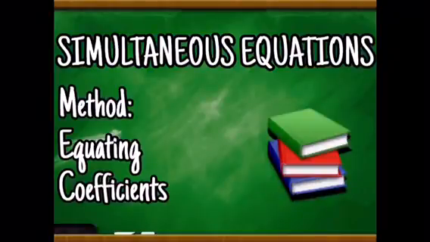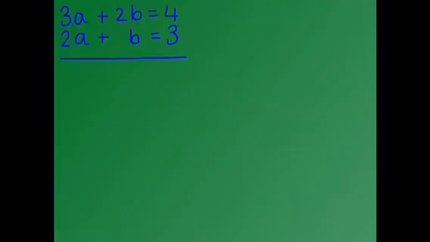This video is about how to solve simultaneous equations, and the way I'm going to do it is by equating coefficients. Simultaneous equations are sets of algebraic equations, and we are asked to find the unknowns. So the question is as follows: 3a plus 2b equals 4, and 2a plus b equals 3.